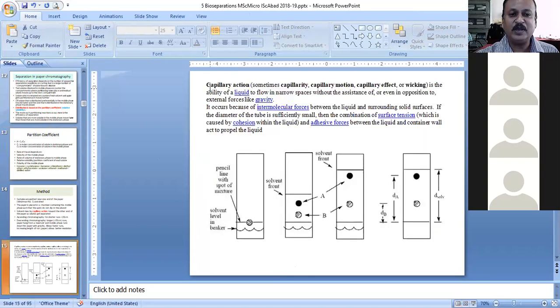Then I have told you about capillary action. This is a diagrammatic representation showing you how the separation takes place. We apply the sample towards one end of the paper, and then this paper is dipped in the solvent system in such a way that the spot is not in contact with the liquid, otherwise it will just get dissolved in that solvent system. Then by capillary action the solvent will move up along the paper. This is a typical example of what is called ascending chromatography.